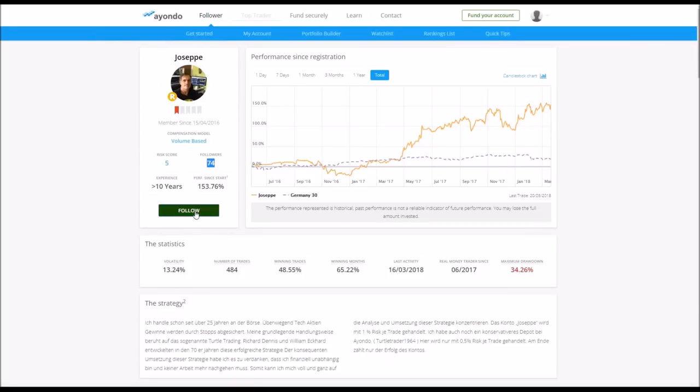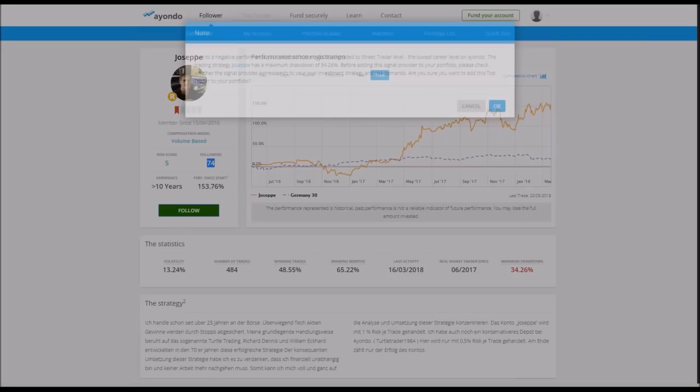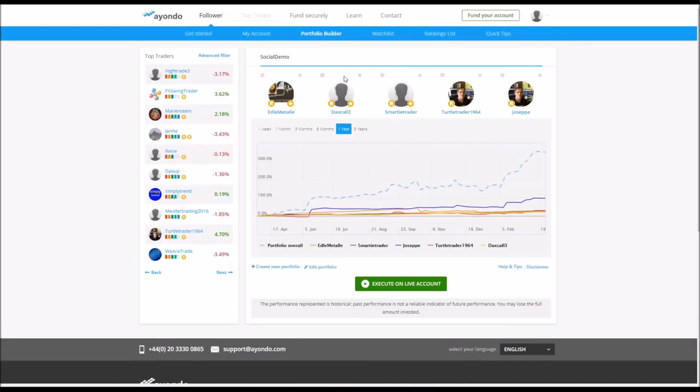Click on follow. "Due to a negative performance, your selected trader was downgraded to street trader level." There are various levels that traders can move through on the Aondo platform, and I think because Giuseppe had a bad month a couple of months ago, he got knocked back down to the basic level. So there's a warning that comes in there. I'm saying I don't care about that warning. And then we jump into the portfolio builder.